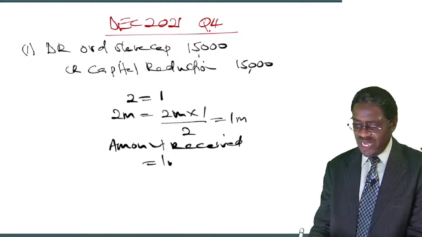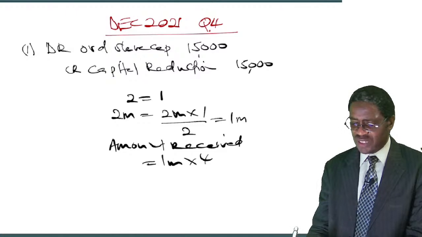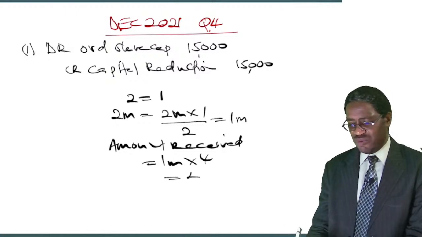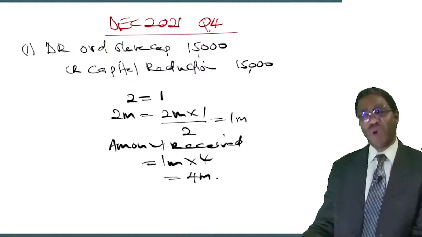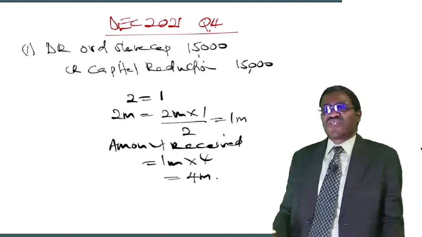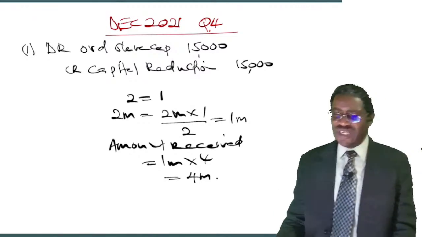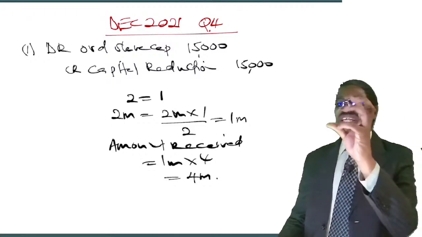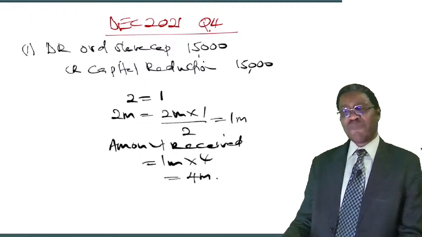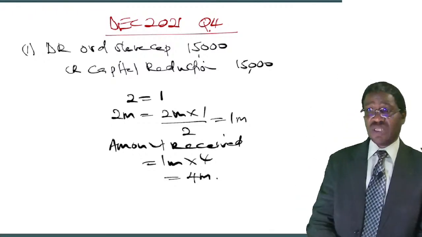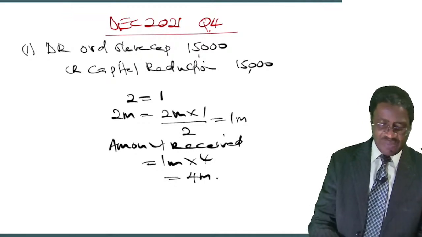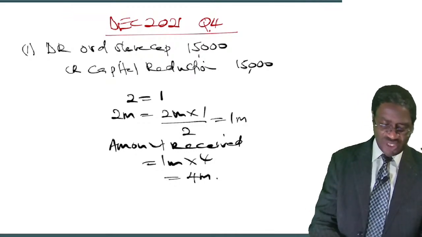It will be 1M times 4 times 4. That comes to 4M. So we want to know, what is the double entry now for that? What is the double entry? Obviously, we are receiving that amount. They are being asked to subscribe for a new issue of the shares.